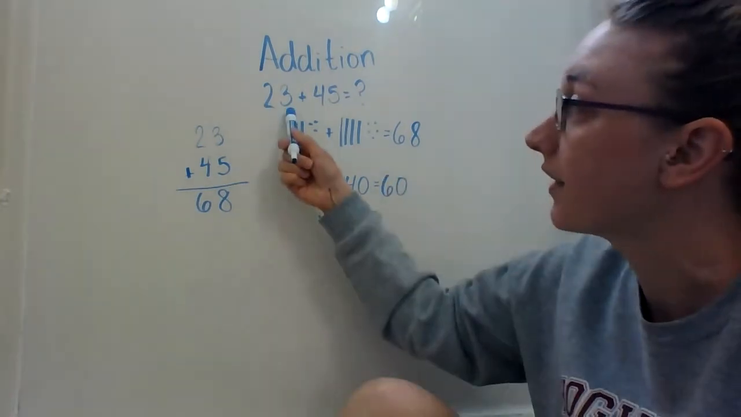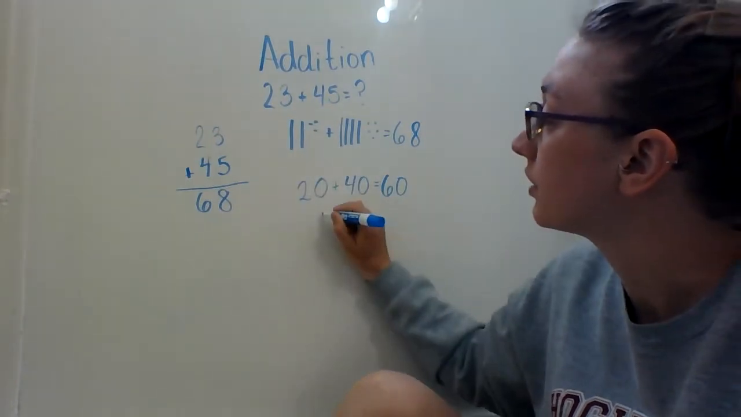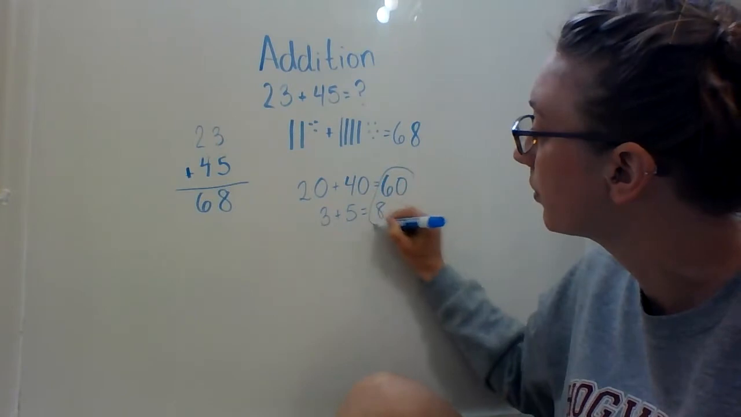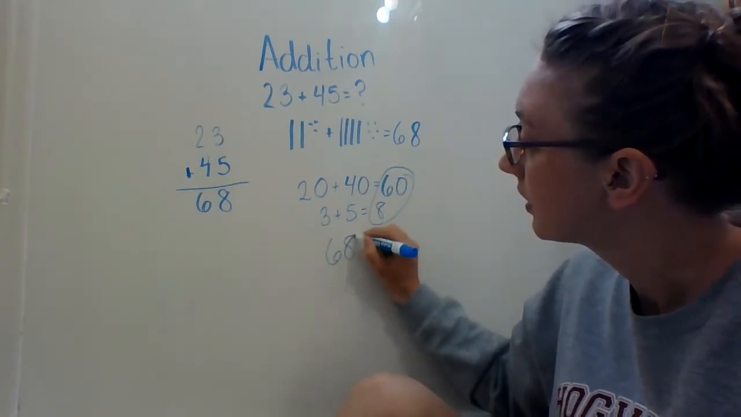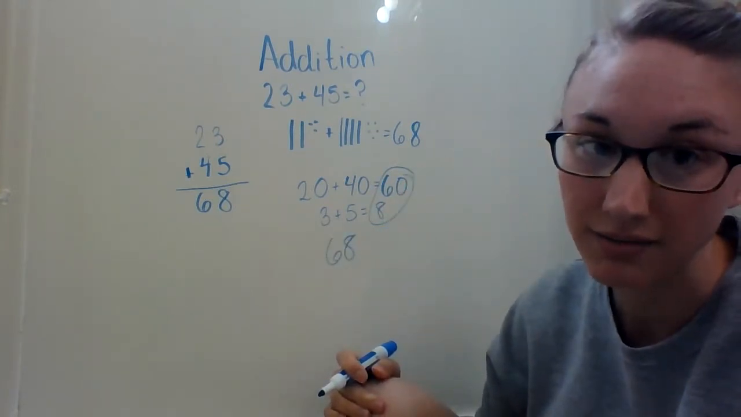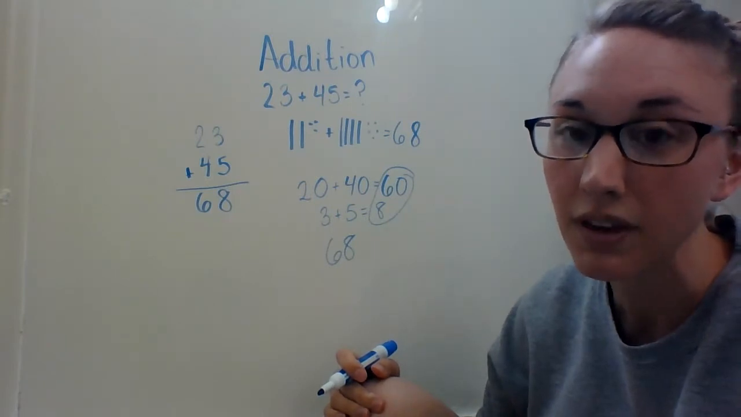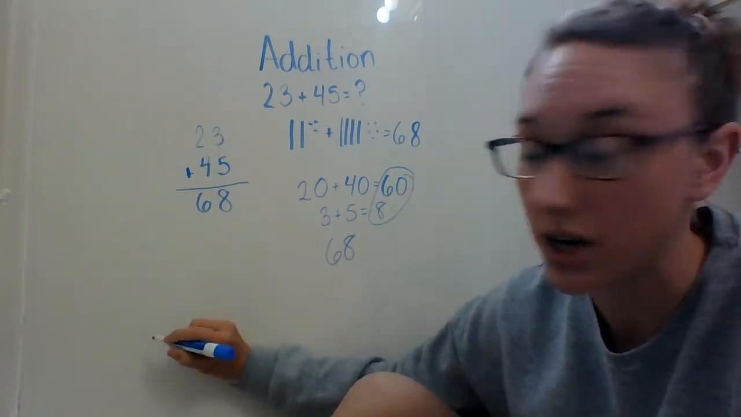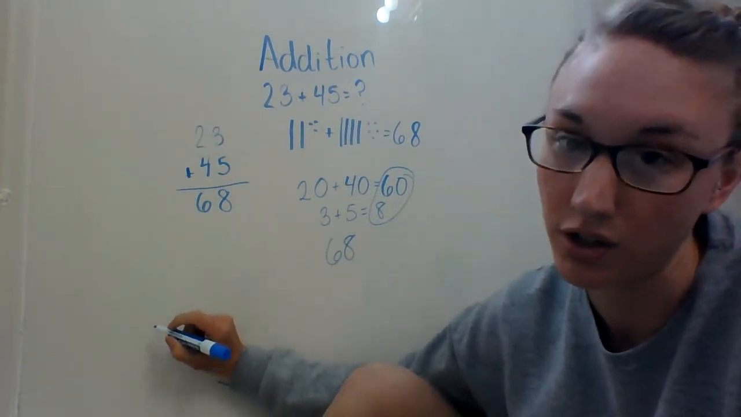Okay. Now I have to add my ones. I know that 3 plus 5 equals 8. And when I put those together, I get my number 68. Okay. I'll do another strategy down here. We'll do the number line strategy.